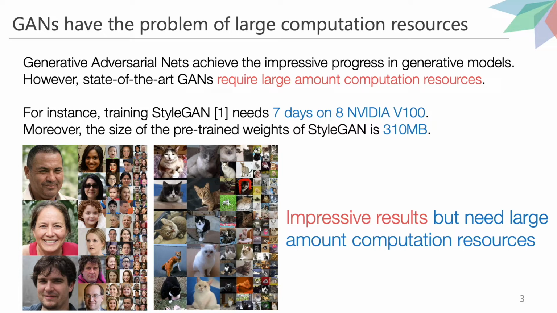Moreover, the size of the pre-trained weights of StyleGAN is 310 megabytes. StyleGAN cannot be applied to applications on mobile devices easily because of the large amount of memory consumption.